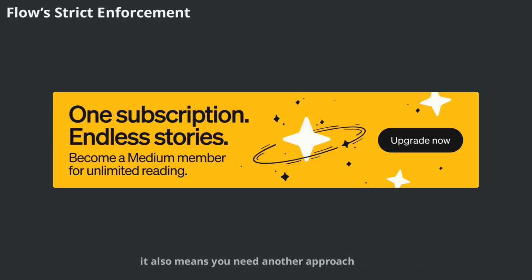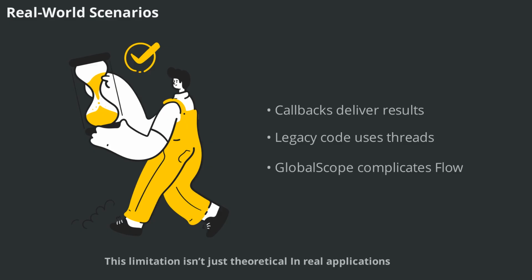However, it also means you need another approach when dealing with external or uncontrolled sources. This limitation isn't just theoretical. In real applications, you often deal with callback-based APIs, legacy code, or libraries that don't use coroutines. These components might deliver results through listeners, start work in GlobalScope, or use threads outside structured concurrency. In all these cases, values arrive from outside the collecting coroutine, and regular Flow can't handle them safely.